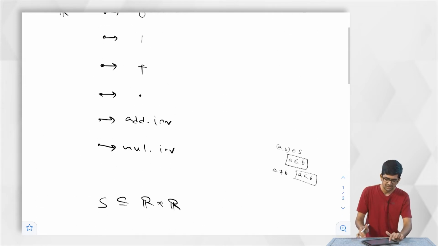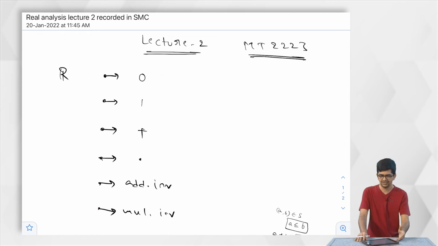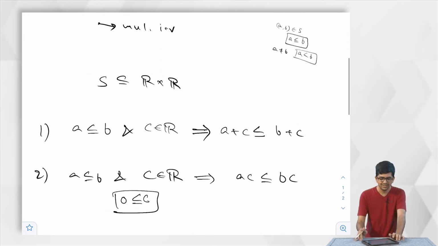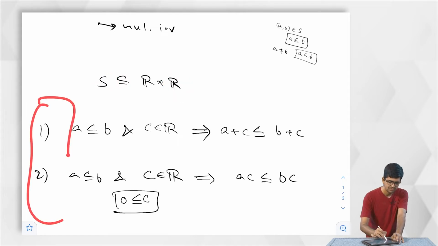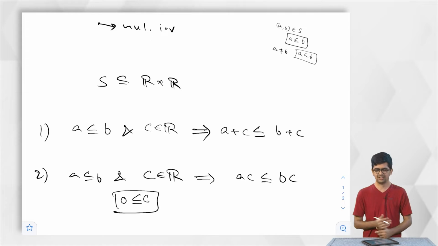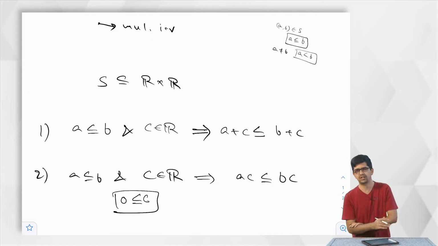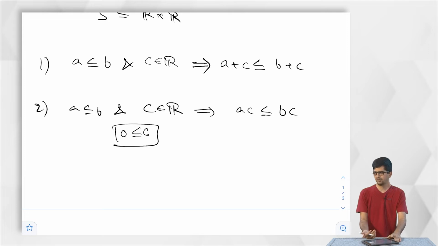R with this structure is called the field structure of R. Then if R has an order with this compatibility condition, that is called an ordered field. The name may not be relevant here, but it is called an ordered field. Okay, now one should ask a question here.